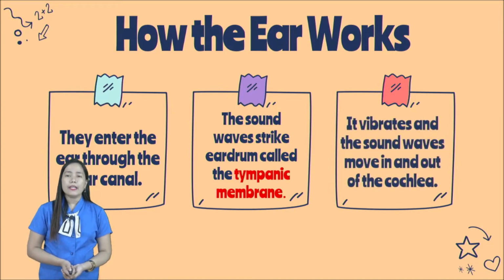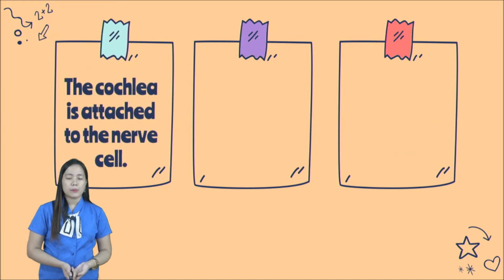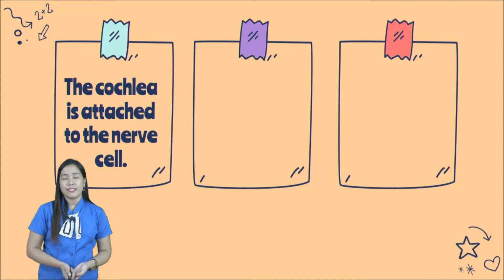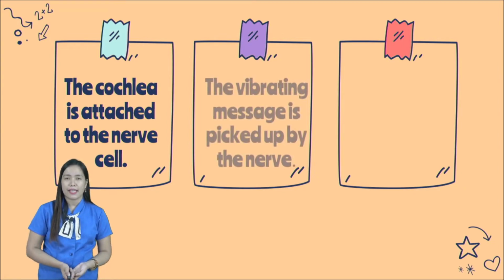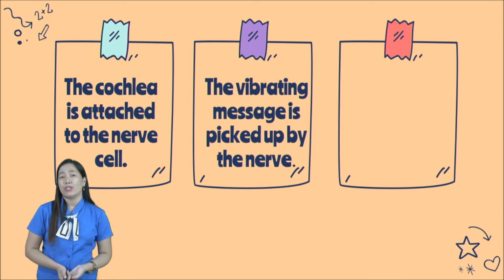Then, it vibrates and the sound waves move in and out of the cochlea, or the shell-like opening. Okay, the one that I showed you also in the picture. Then, next process, the cochlea is attached to the nerve cell. When the sounds reach the nerve cell, the vibrating message is picked up by the nerve.